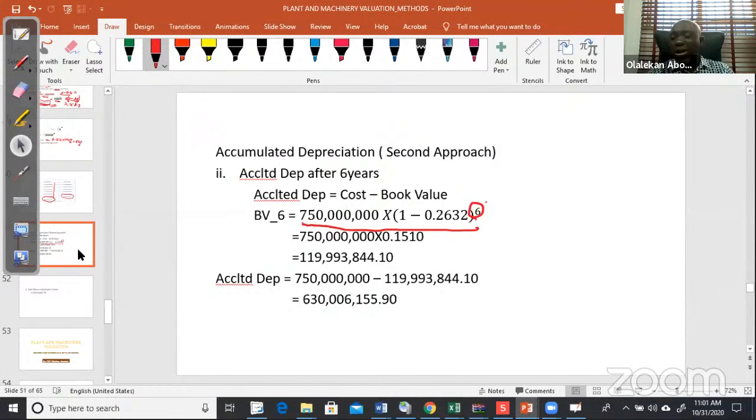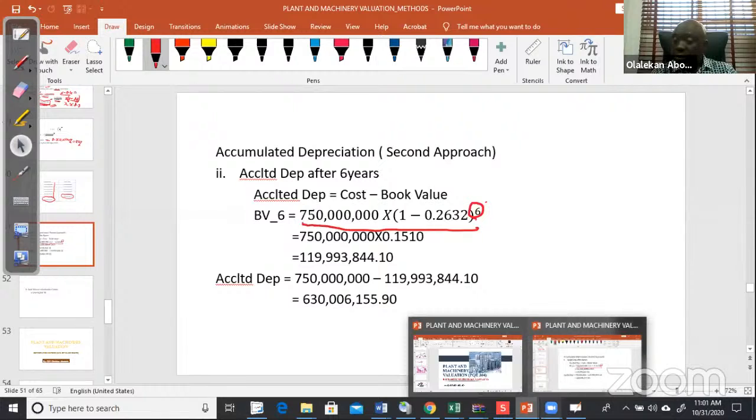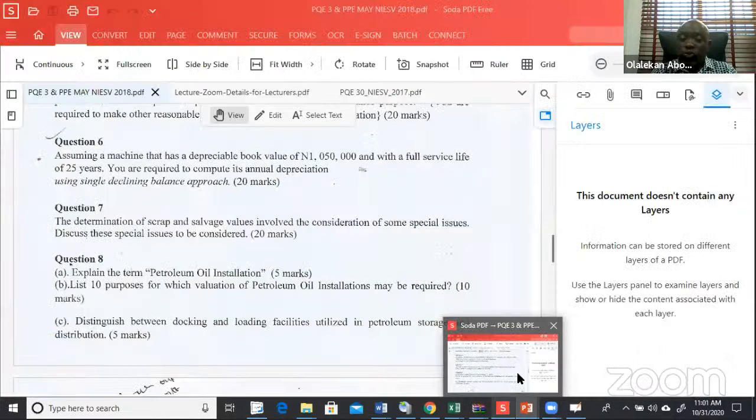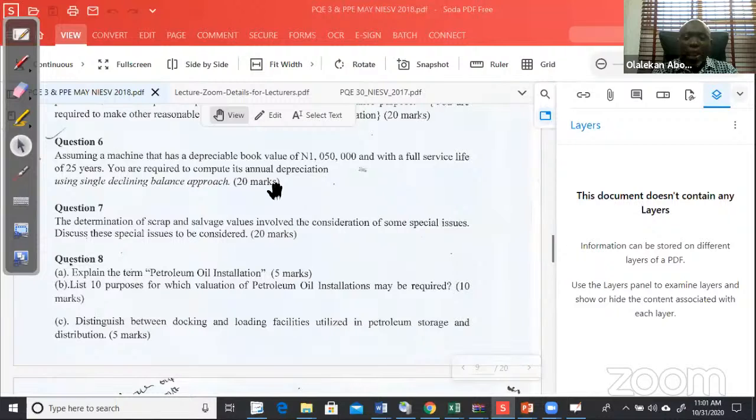And that question does not lend itself to it, a note of caution. That question does not allow you to use the formula. Let me go back. Because the question requires you to do what? You are required to compute its annual depreciation. Annual depreciation using single declining balance. So you need to do that table. It is not an option for you to use the formulas that are used for book value or accumulated depreciation or whatever. Because you are not asked to calculate accumulated depreciation.